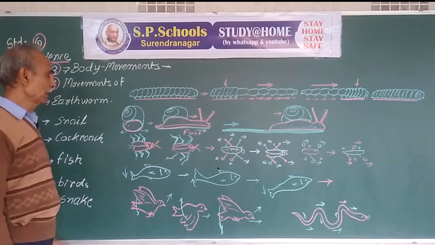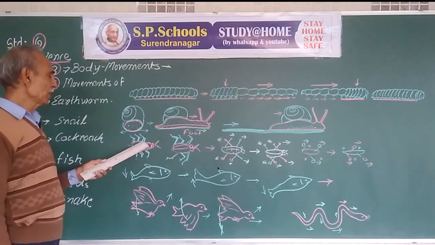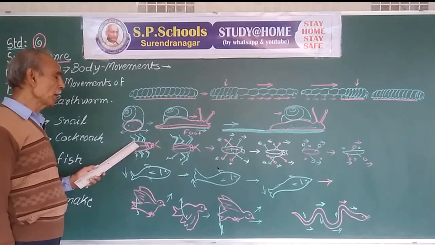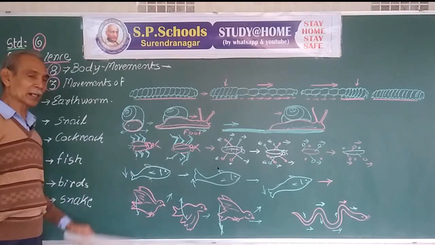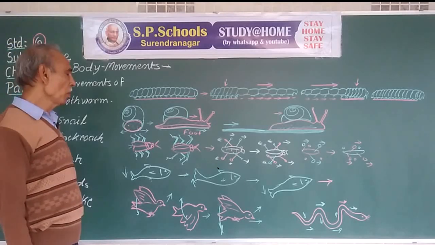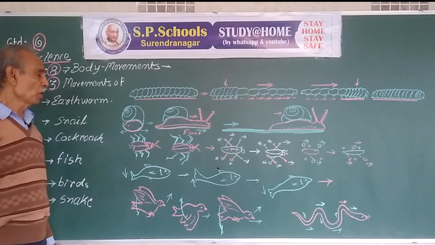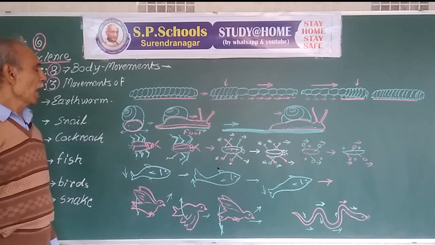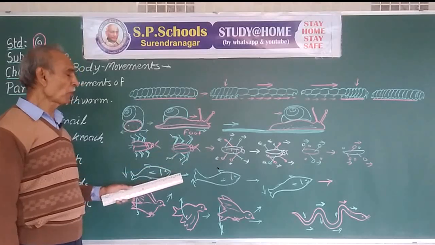The legs are hollow tube-like structures. They are attached with muscles to the body, and as the muscles contract, the cockroach is capable of moving. Now, how does a cockroach move? Cockroach has 3 pairs of legs.